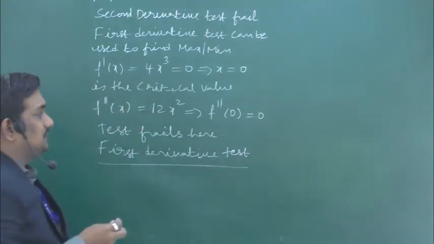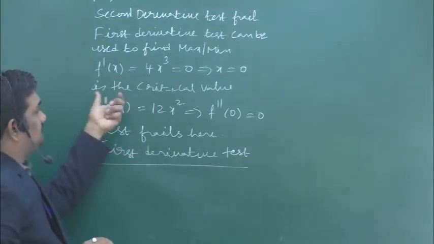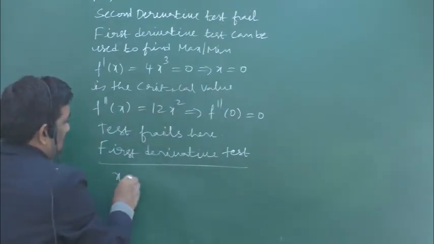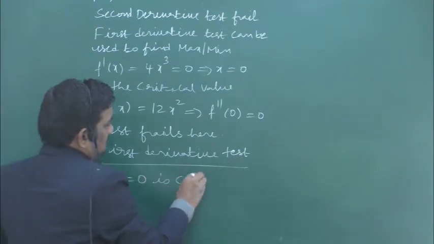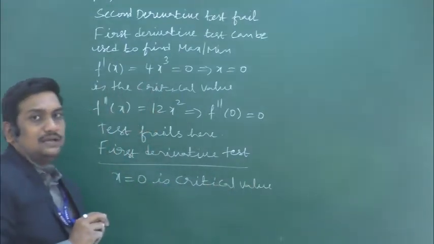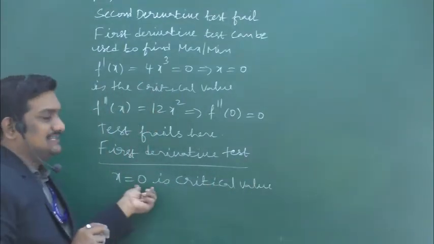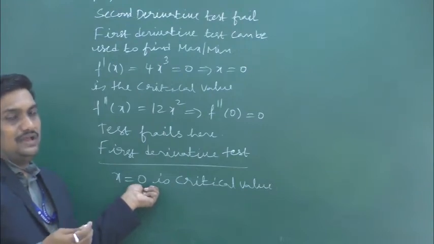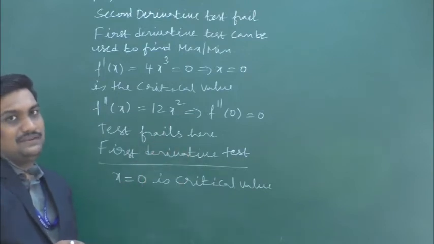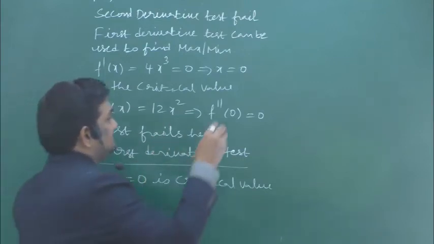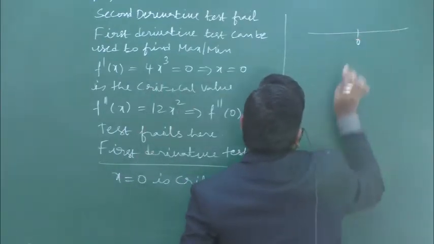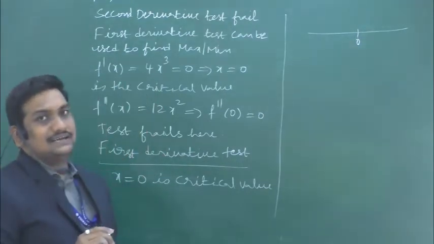Okay. Now, according to the previous step, x equals 0 is the critical value. Critical value means at this value the maximum or minimum may or may not exist, but the second derivative test fails to explain about maximum and minimum. So let us see the first derivative test. There is a chance of maxima or minima at x equals 0, since 0 is the critical value.